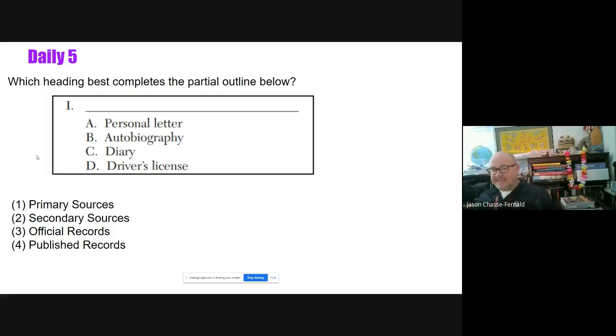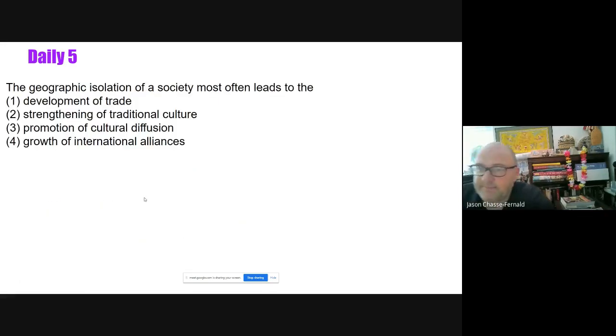Your textbook is a secondary source, unless your textbook is being used by somebody 200 years from now to understand what students were taught in the year 2021. So secondary sources can also be primary sources, depending on how they're being used. All right, next one. So go ahead and pause this for a second.